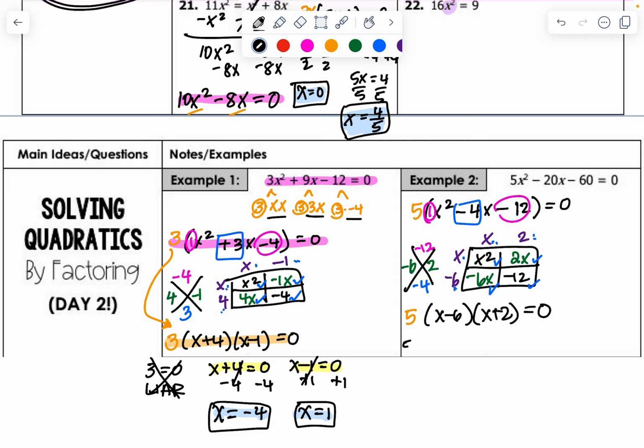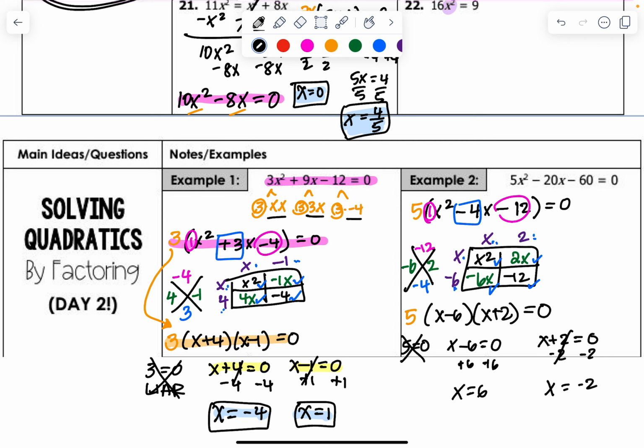Now I'm ready to set each factor equal to 0. The 5 is a lie, so it doesn't count. I get x equals 6. And x equals negative 2.